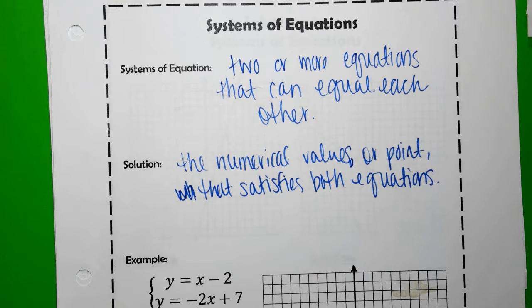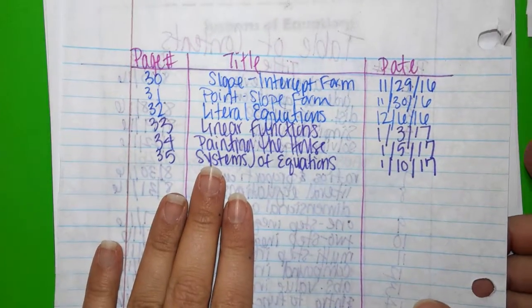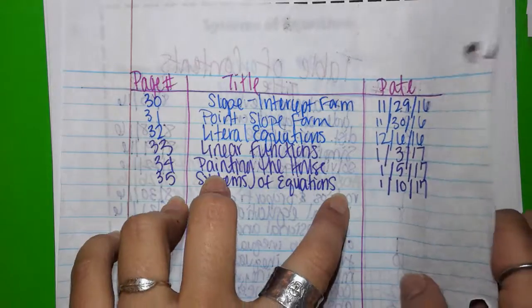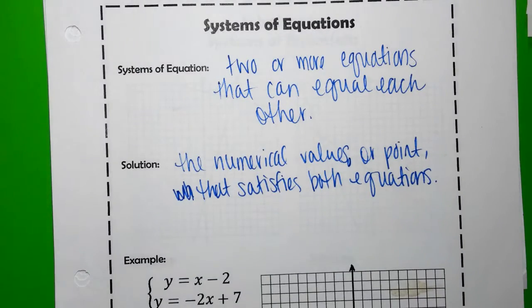All right, so today this is going to be page 35, if you want to add that to your table of contents. If you don't want to get that out at the moment, we can add that at the end. Don't worry. So this is page 35.